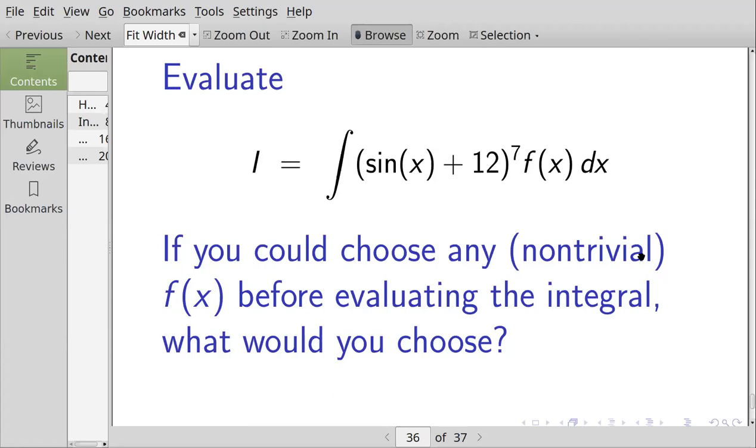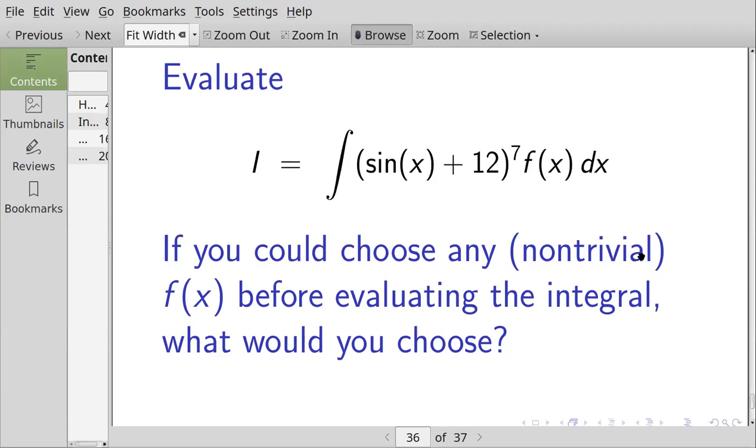Okay. Well, all right. So there might be several ones, but you're right. If I let f of x equal cos of x, then I've got sine of x plus 12 to the 7 times cos of x dx, which is the derivative of sine of x plus 12, right? So that would make the integral really easy to do. That would just be integral of u to the 7 du, and you know how to do that.